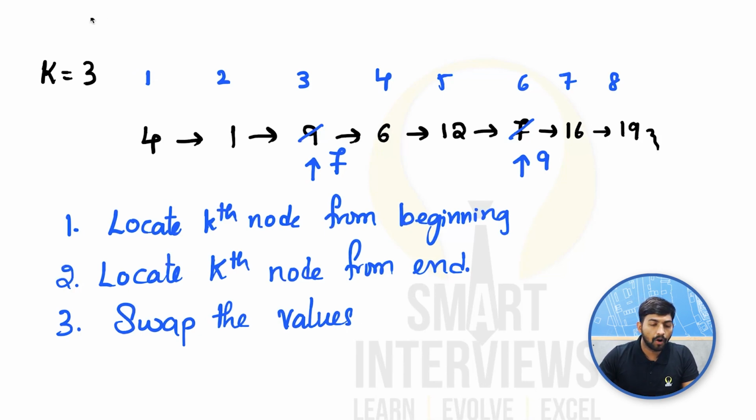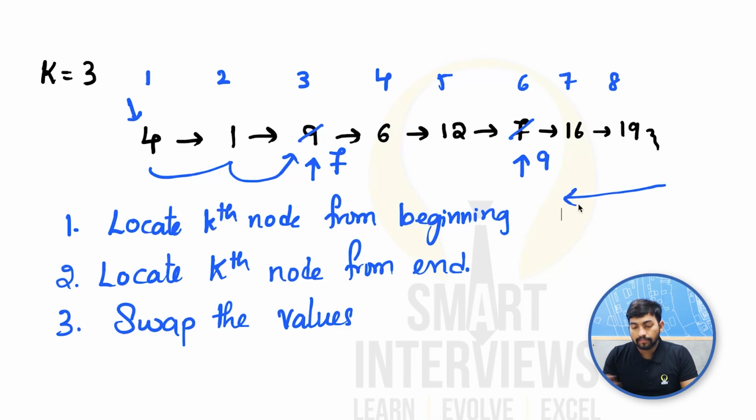First step, how do we locate the kth node from the beginning? Straightforward. We'll start at the head and we'll move k minus 1 times to reach the kth node from the beginning. But what about the second step? How do we reach the kth node from the end? We can't traverse a linked list backwards, right? It's a singly linked list, so we can't traverse backwards. So what do we do? How do we locate this kth node from the end?